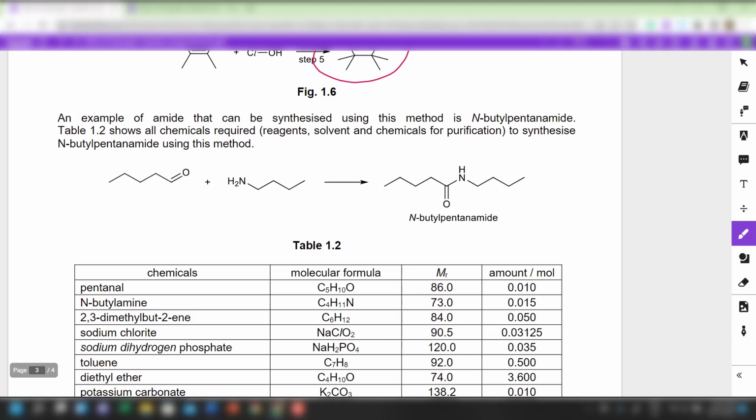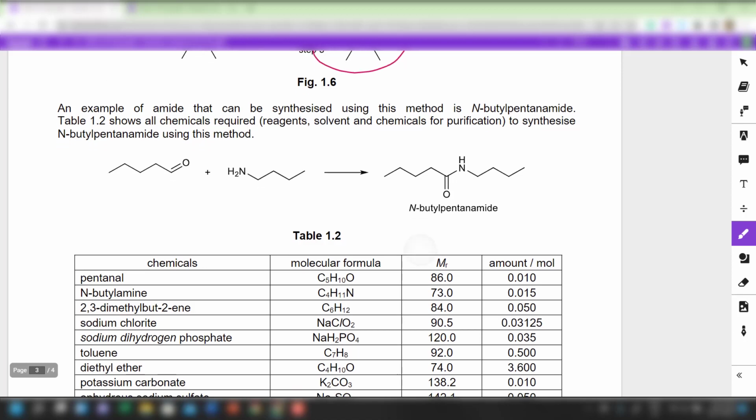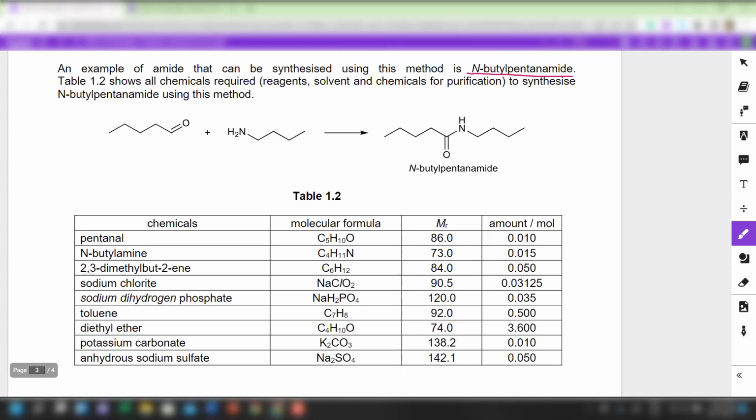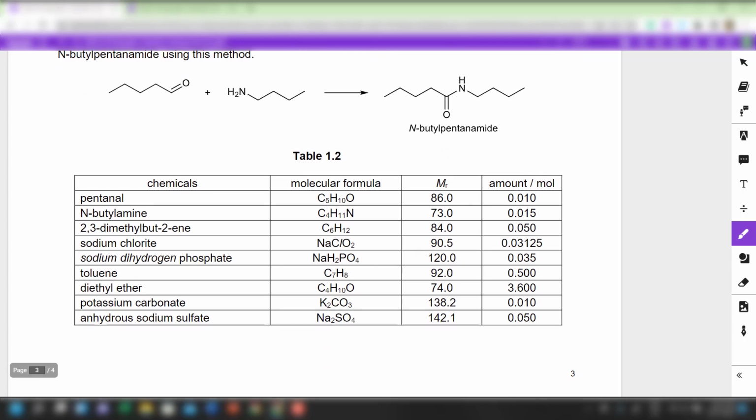And then over here, they give you an example of an amide that can be synthesized using these methods. Again, they give you the same example, you notice. Perhaps there is a final question which asks you to make some comparison between the two methods. So this is also the production of N-butyl pentanamide. Table 1.2 gives you some of the data of the chemicals, molecular formula, MR, and the amounts used. Why is it that they need to give you table 1.1 and 1.2?